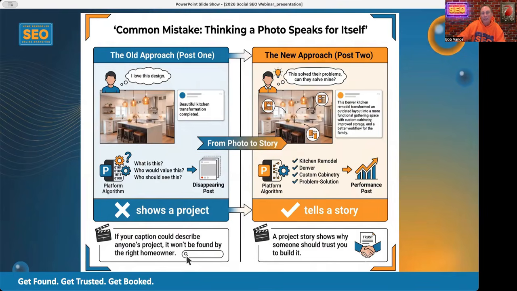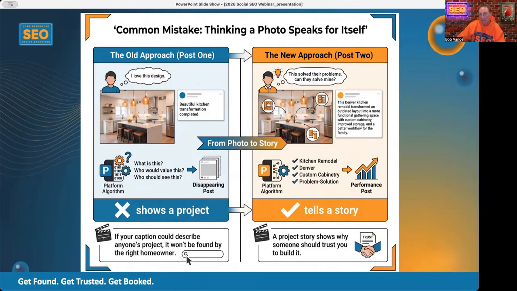And so, compare these two captions here. Post one: beautiful kitchen transformation completed. All right, that's clearly put, nothing wrong with it, but it doesn't tell the platform or the homeowner very much about that project. And then you have post two, and it says: this Denver kitchen remodel transformed an outdated layout into a more functional gathering space with custom cabinetry, improved storage, and a better workflow for the family. And so now there's real information: where it happened, what type of project it was, what problem it solved, and then why it mattered to the people living there.